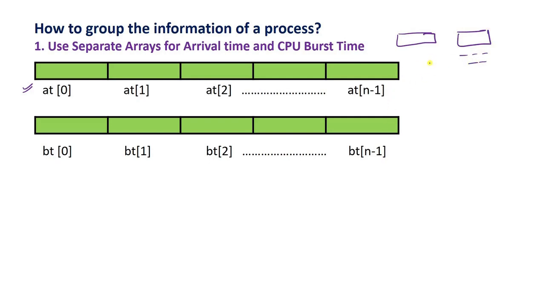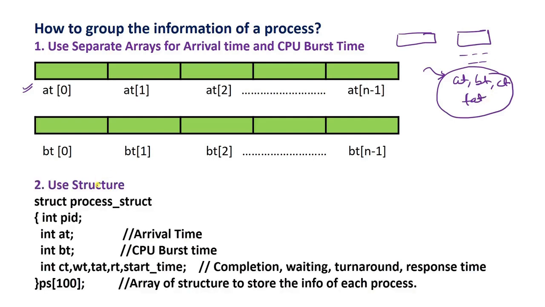But there is a better way also to group the information. Because the arrival time, burst time, completion time, turnaround time, all this information is associated with a particular process, or with each process. So all these related pieces of information can be structured in a better way. And what is that better way? We can use a structure. We can store PID, arrival time, burst time, and all the information of a process inside a structure.